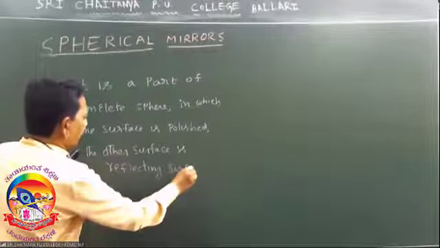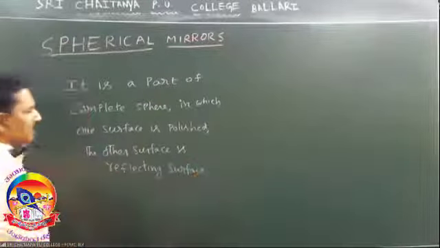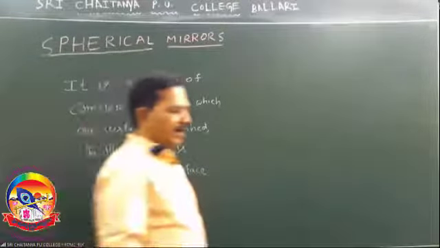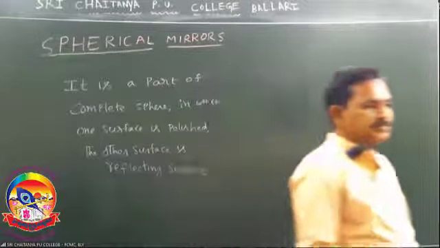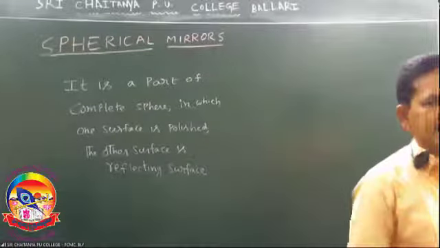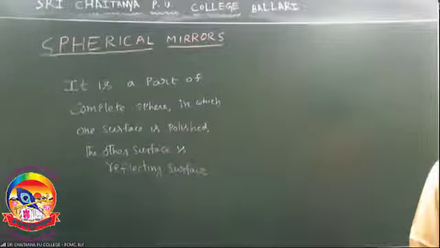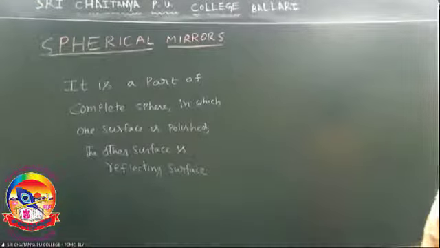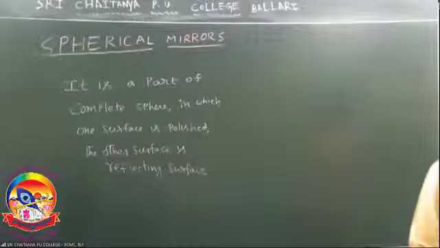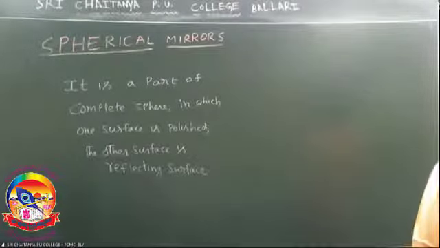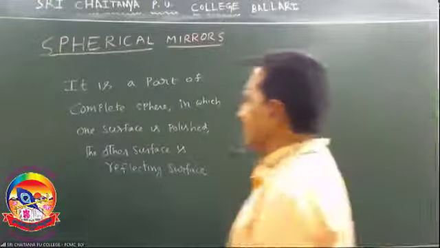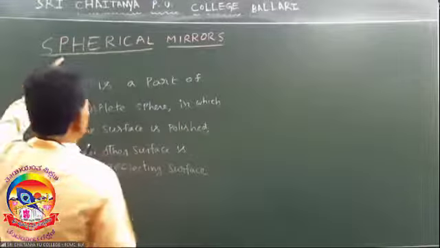How can we understand spherical mirrors? It is a part of a sphere. If we consider a big sphere, out of that big sphere a small part is taken. In that part, one surface is highly polished, and the other surface is the reflecting surface. That mirror is called a spherical mirror.